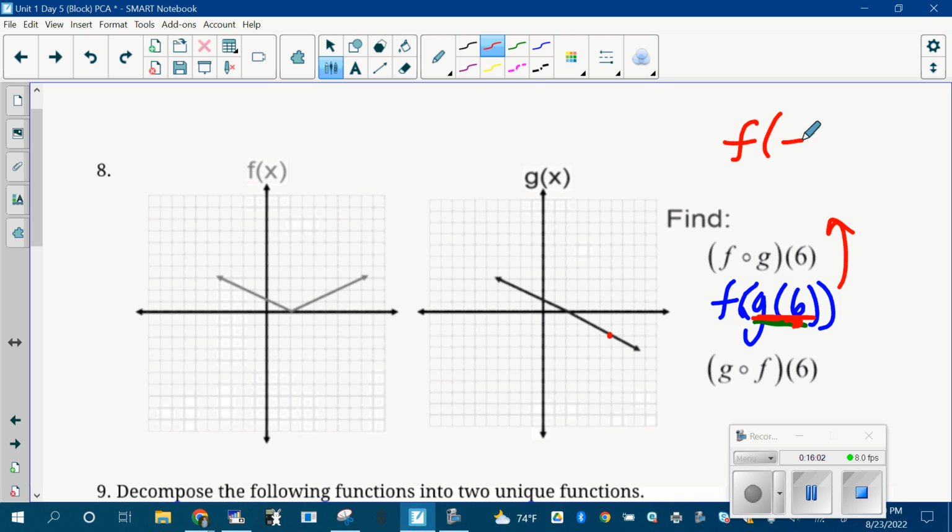Once I do the inside part, now I'm ready to do the outside part. What's f of negative 2? I'm going to go over to the f graph. I'm going to go to an x value of negative 2. I'm going to see what the y value is. It's 2.